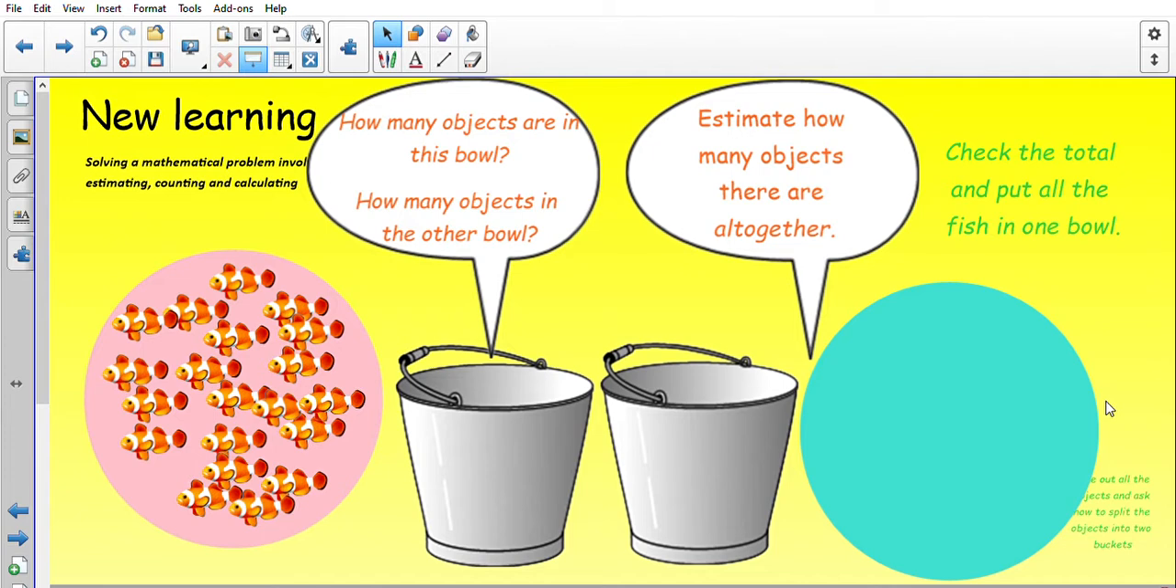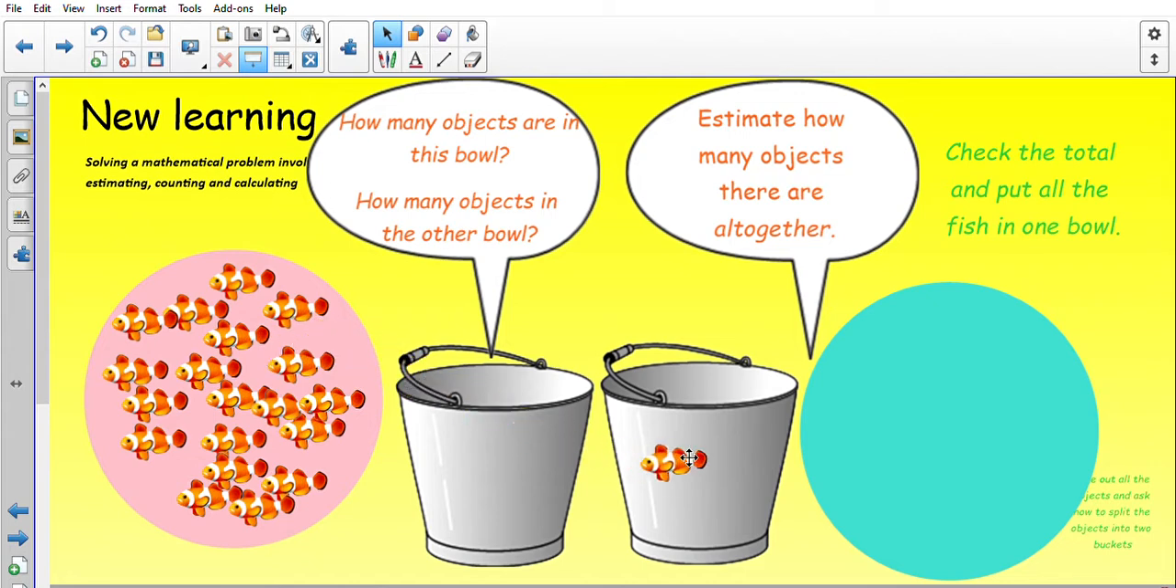10 and 10 more. That's right, 20. Well done, there are 20 objects altogether. Now I'm going to check them to make sure that there are 10 by putting them into a bucket this time. So I'm going to move them out of their bowl and into a bucket because we think that 10 from this bowl and 10 from this bowl make 20.